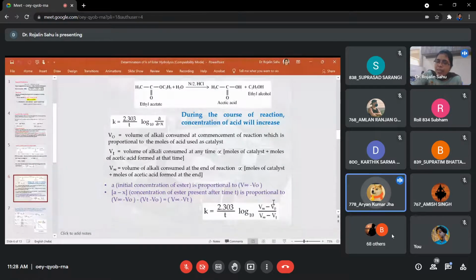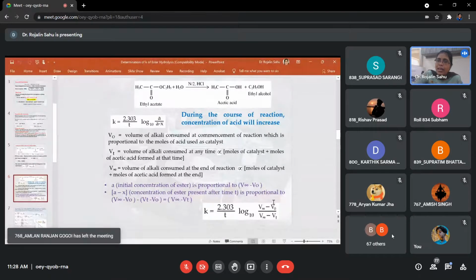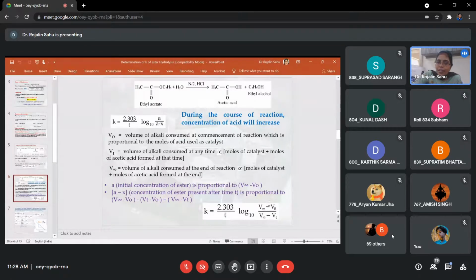Yes, sir, because we are adding some extra acid, and again acetic acid is formed in the reaction. And initially we are adding dilute HCl. So for that, A is replaced by V infinity minus V0. You are treating dilute HCl in the conical flask, and in the burette you are titrating with alkali, sodium hydroxide. So that is V infinity minus V0. So that is your A.